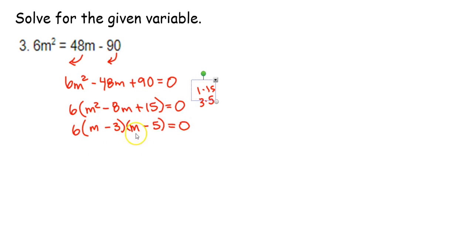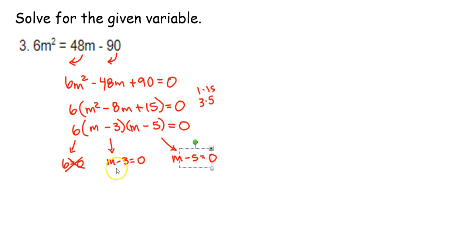So after this, we've got the zero product property. I've got three things being multiplied together. They're equal to 0, so one of them has to be 0. So either 6 is 0, which doesn't make any sense, or m minus 3 is 0, which is one possibility. So go through and solve for m, and you get m equals 3 or m equals 5.